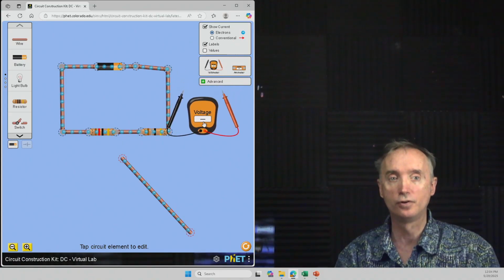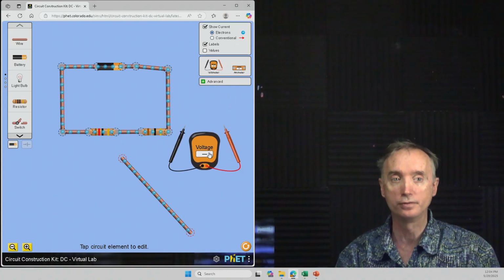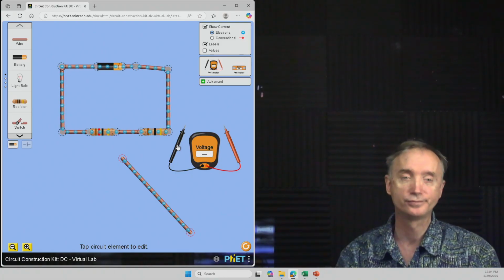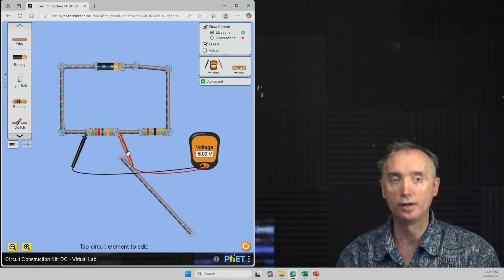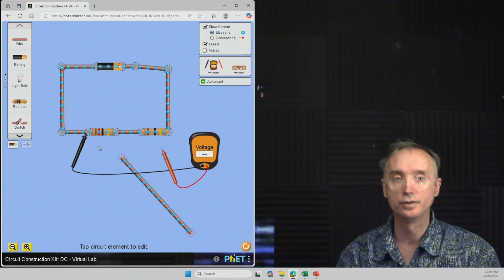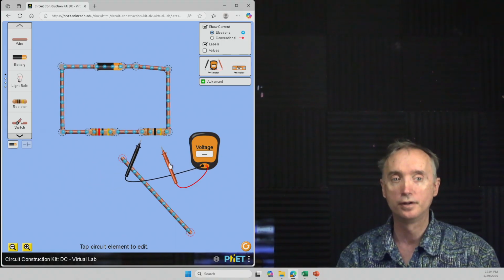Okay, so to measure voltage, we have to get out the voltmeter, and I'm going to let you do this. All right. So let's measure the voltage on resistor number 1. Okay, then we can measure the voltage on resistor 2. Now you should know how to do this. So you put the probe here and you put the probe over here.